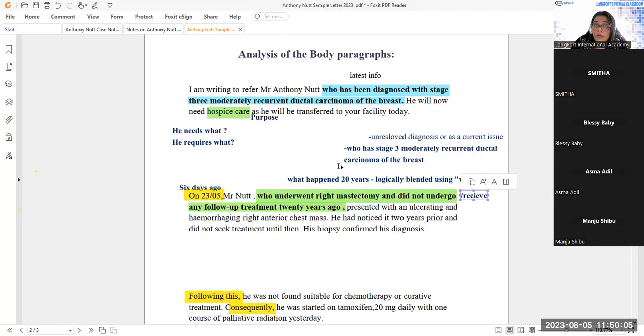So what is the... Asma, remember, we discussed two relative clauses. We have one that comes after the subject. We have one that comes at the end. So, "I am writing to refer Mr. Anthony Nutt" here. It is at the end of the sentence. Okay.